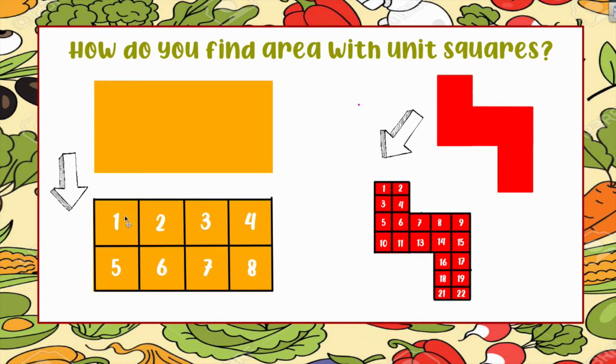From there, once you have your squares, you just number them. So in this example, I have 8 squares. So the area of this rectangle is 8 square units.